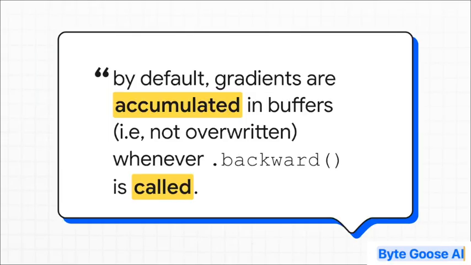And don't just take my word for it. The official docs say it right there: gradients are accumulated in buffers. This isn't a bug, it's actually a feature. It's super useful for some advanced stuff, like when you want to pretend you have a bigger GPU than you do. But for a normal training loop, this is a huge problem. If you don't handle it, your model's updates will be based on a mix of old, stale information from previous batches, and that's not what you want.